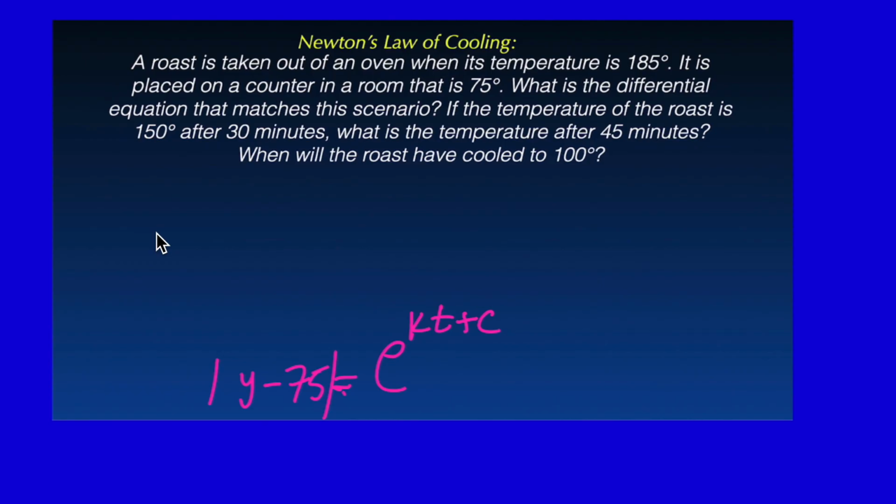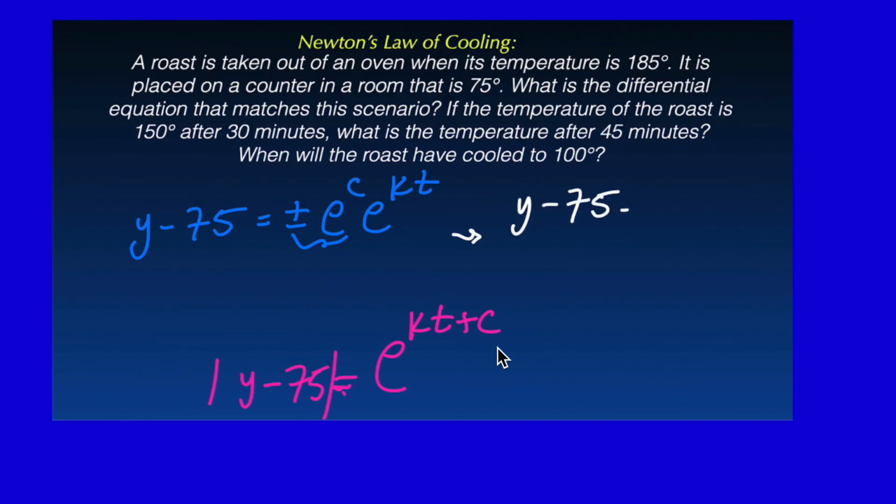Okay, so now in order to remove that absolute value sign, we're going to put a plus minus over here, and we're also going to change this to e to the kt times e to the c, because that's what would result in the addition of the exponents. So let's do that all in one fell swoop. We're going to have y minus 75 equals plus minus e to the c times e to the kt. We're going to condense that to its own constant, and we're going to end up having this formula here. y minus 75 equals c e to the kt.